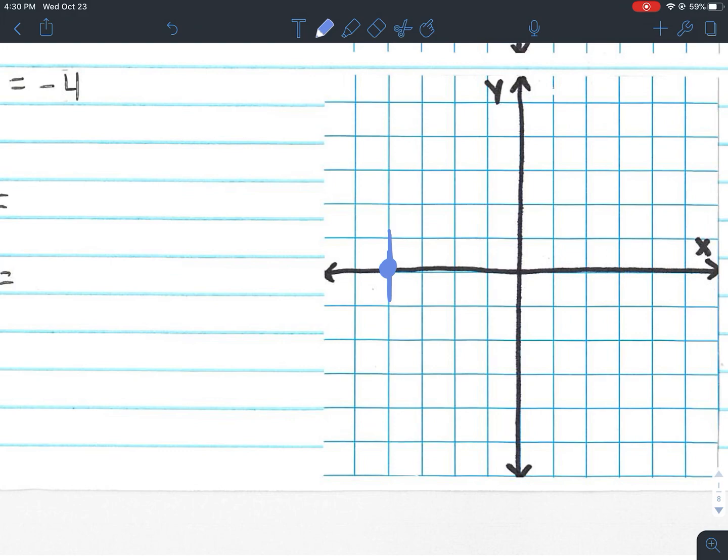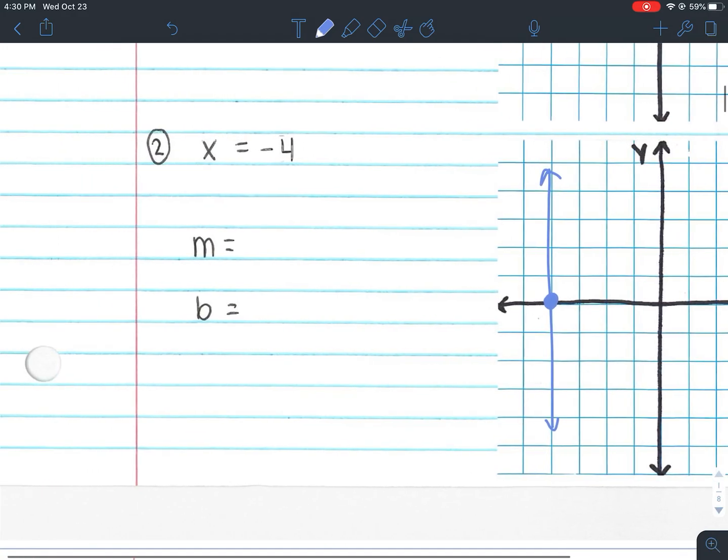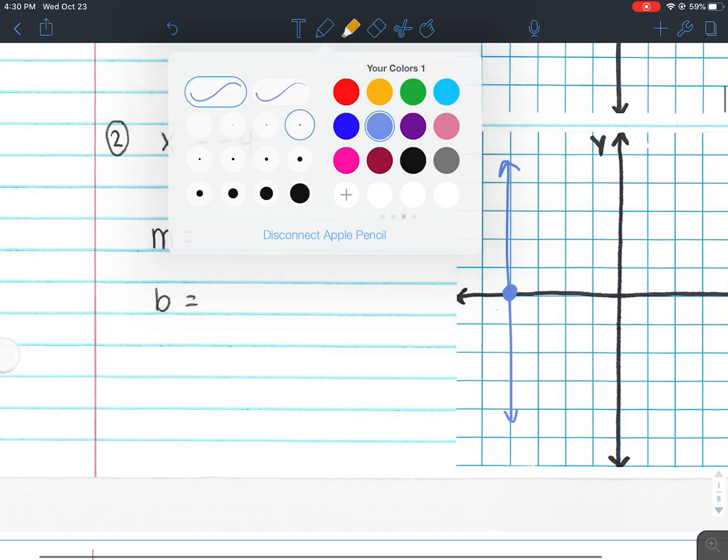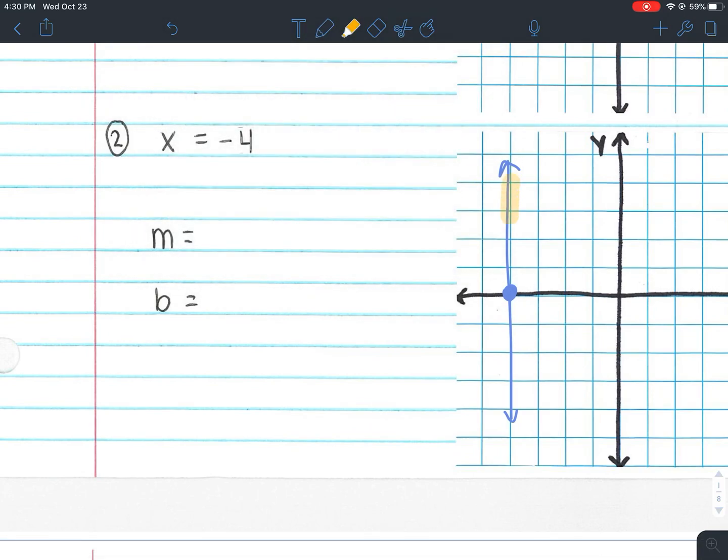Okay? So you want to always follow your tick marks. So you see these blue lines and how they go up and down like this? You want to create a line that's also up and down and follow the tick marks as well. So this is a vertical line. And our slope here, this makes a U shape with our axis, right? So the slope is going to be undefined.